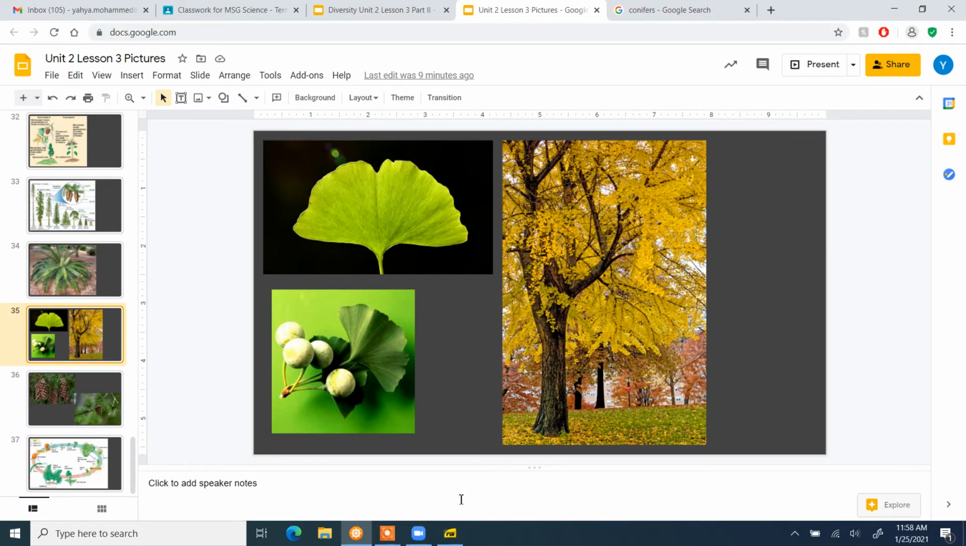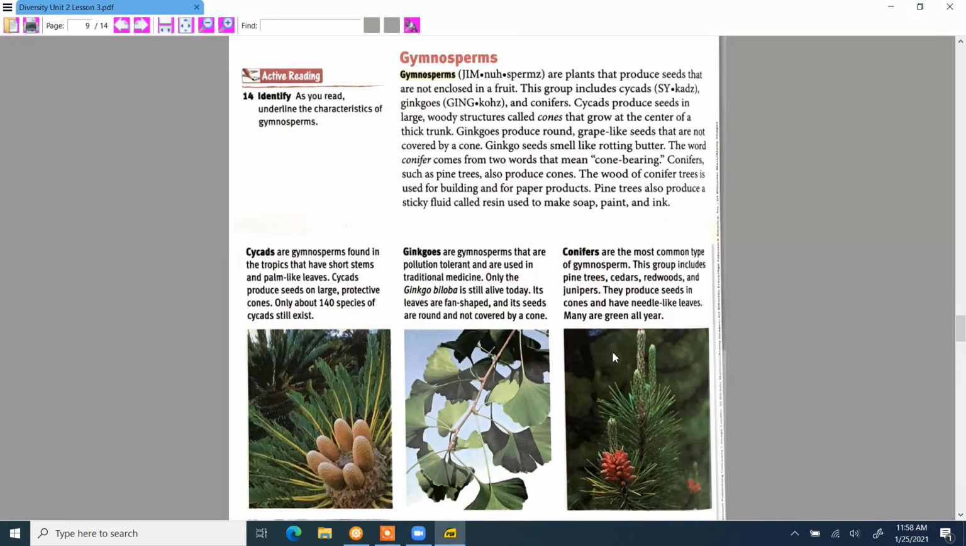This picture shows us some examples of the Ginkgo biloba. This right over here on the right is the tree. This is the fan-shaped leaf. And then, as I said, its seeds are not in a cone. They're these grape-like structures. Now, conifers are the most common type of gymnosperm.